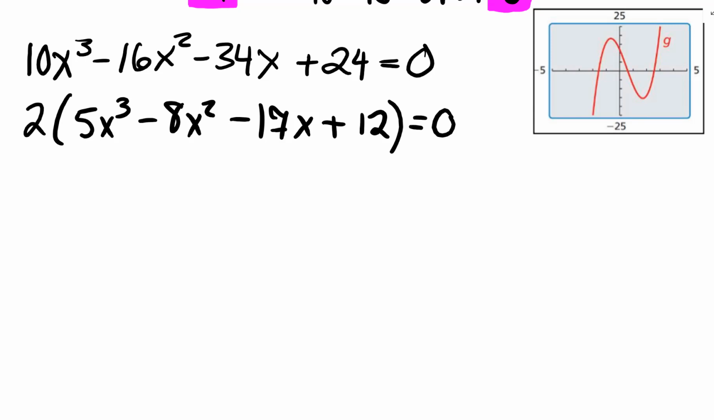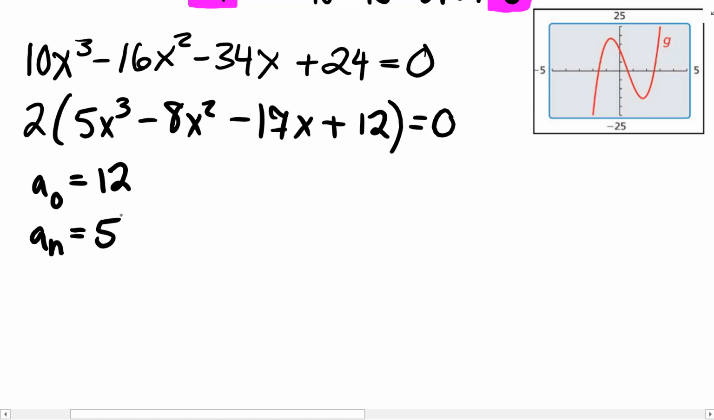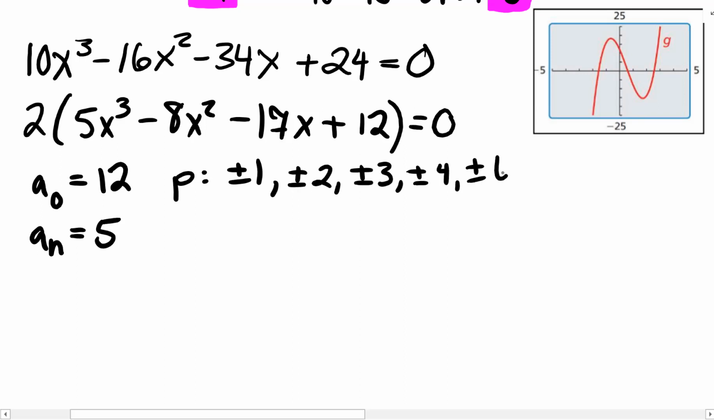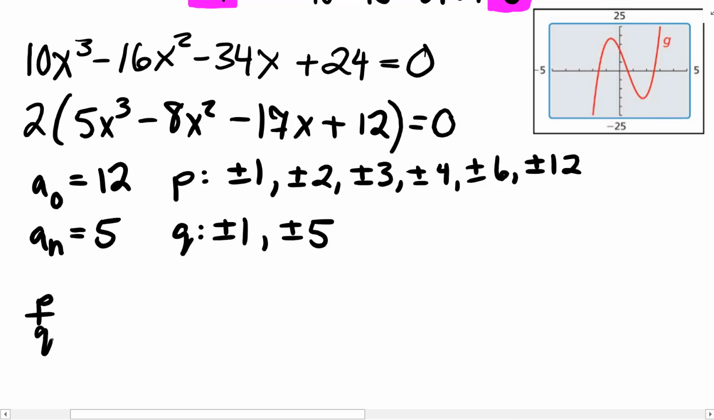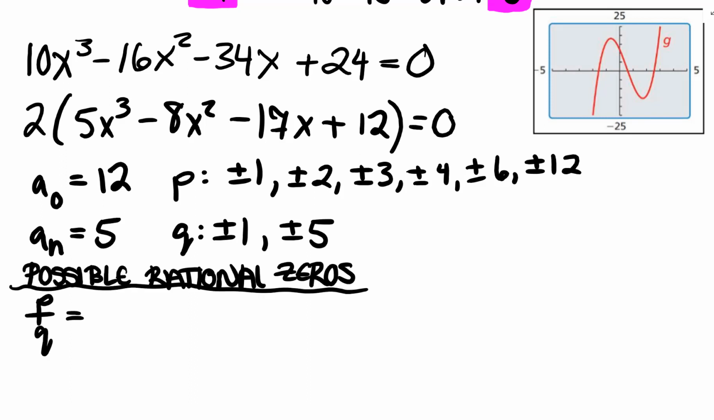Now we have a new polynomial. Let's use the rational zeros test. A sub 0 is 12. A sub n, in this case, is 5. P is all the factors of 12. Q is all the factors of 5. P over Q is the form that all possible rational zeros come in. Be sure to include every P over every Q. Then press play and check.